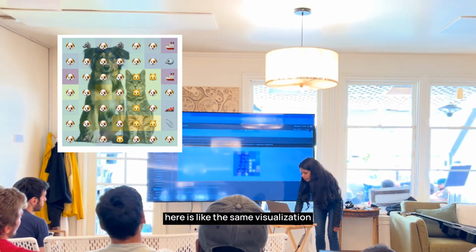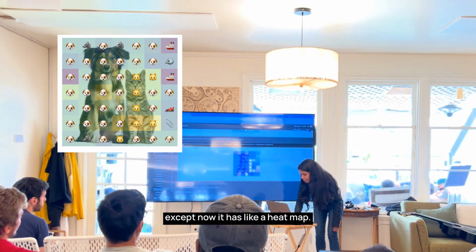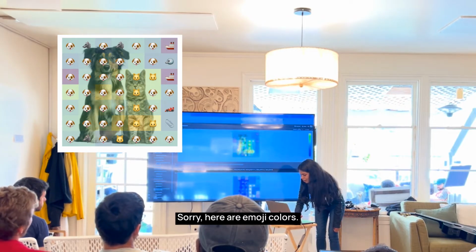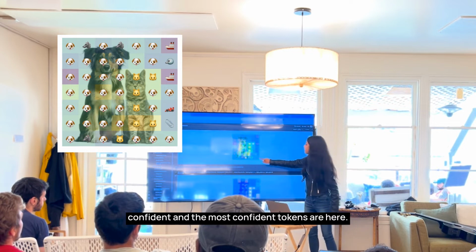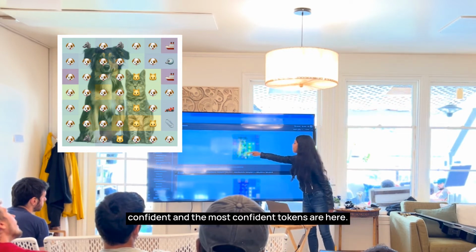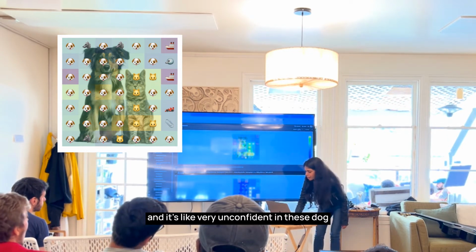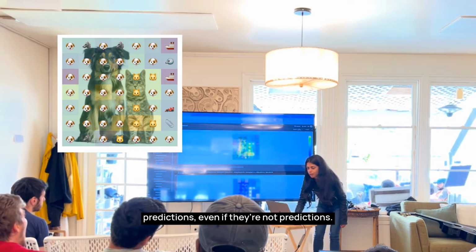Here is the same visualization, except now it has a heat map. No, wait, it doesn't. This one has a heat map, sorry. These are some Emoji colors. So it has a heat map, where yellow is most confident, and the most confident tokens are here. And it's very unconfident in these dog predictions, even if they're dog predictions.